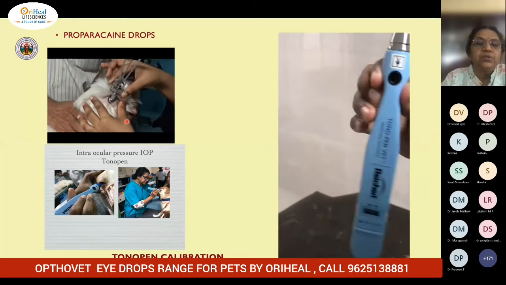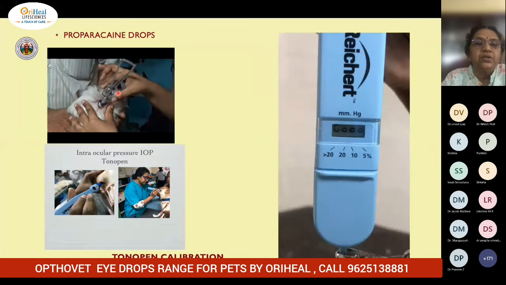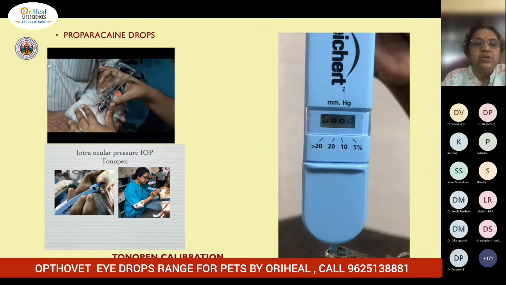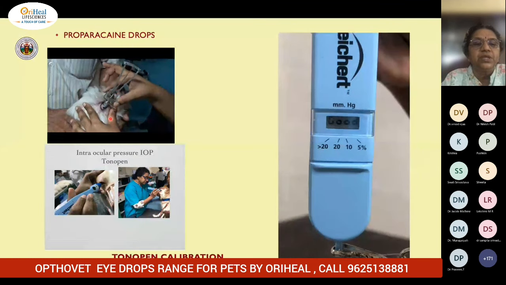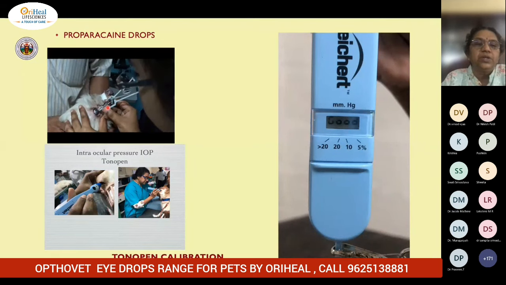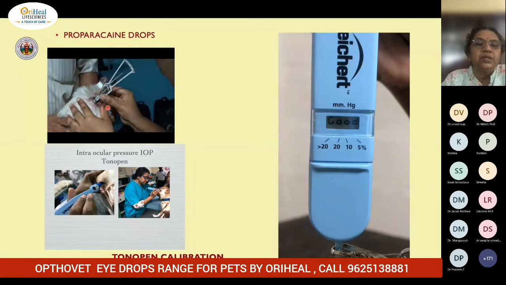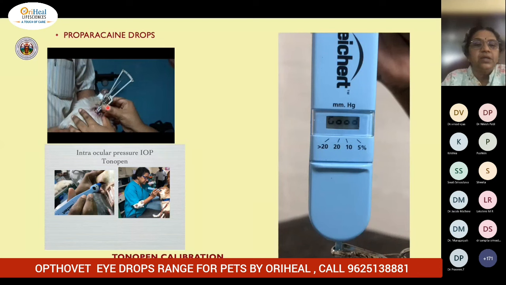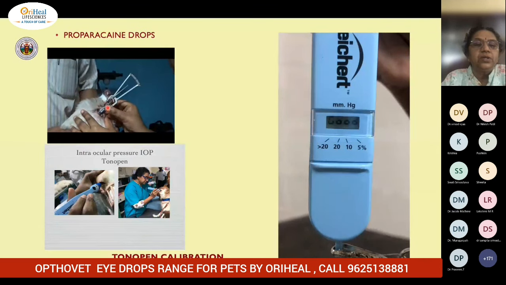Now the Schiotz is kept on the eye, and then you try to examine the pressure. You are not supposed to apply any pressure. You just keep the foot plate on the cornea and then try to check the intraocular pressure. 3 readings you should take, and take the average of that. And you will get the normal pressure. See the scale reading here.